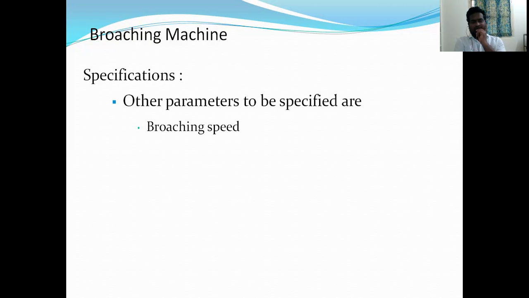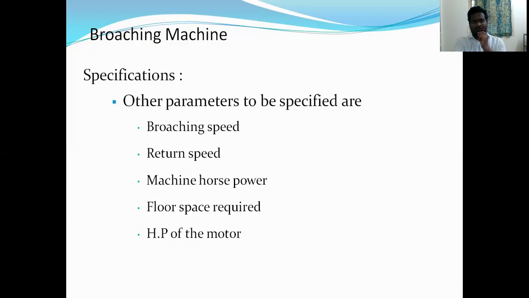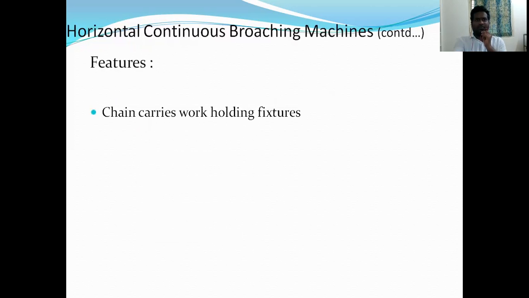But the return stroke is an idle stroke, because no cutting takes place. That's why we provide that high speed. With that high speed, we reduce the time, so we can do the operation faster. So the broaching speed is the cutting speed, and the return speed is the return stroke speed of the machine. And also machine horsepower, floor space required, and horsepower of the motor. So these are the parameters to be specified for the broaching machine.